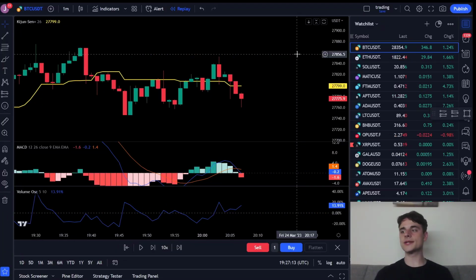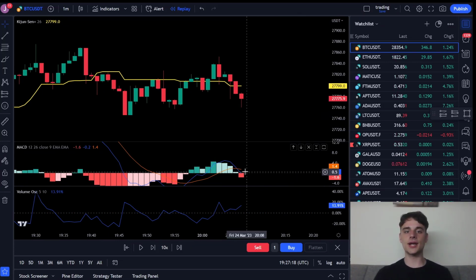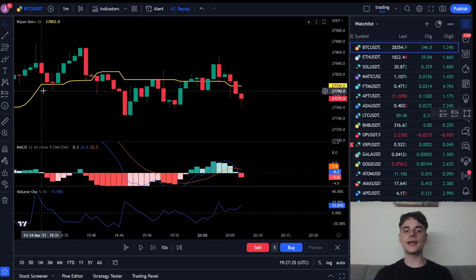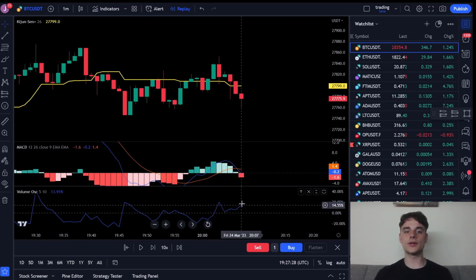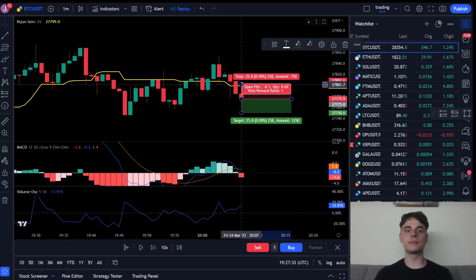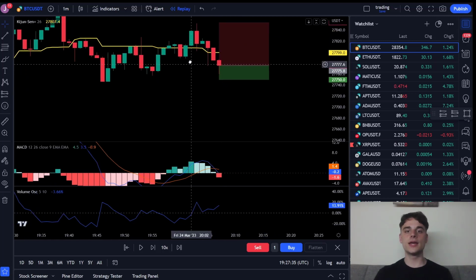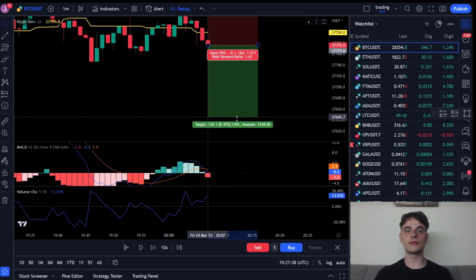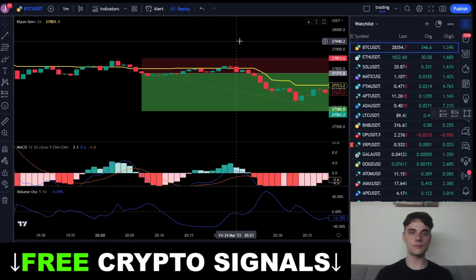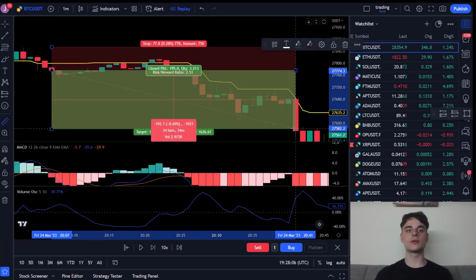I will show you one more example of a short position. So over here on the MACD, you can see the orange line is crossing above the blue line. Next we can see the candle is closing under the Kijun Sen. And for the very last confirmation, you can see the volume oscillator is above the zero level. So you can open a short position at the close of this candle, place your stop loss on the last swing high and target a risk reward ratio of 2.5. This trade closed in 34 minutes with a 0.70% profit.